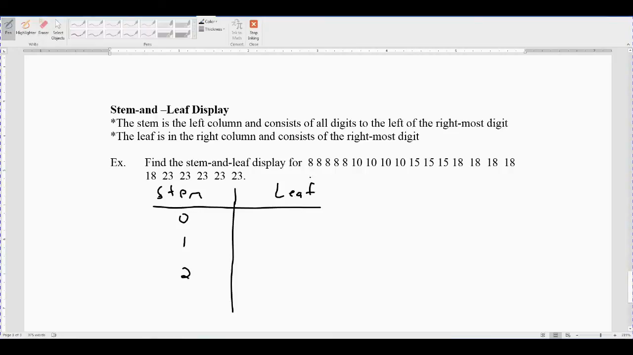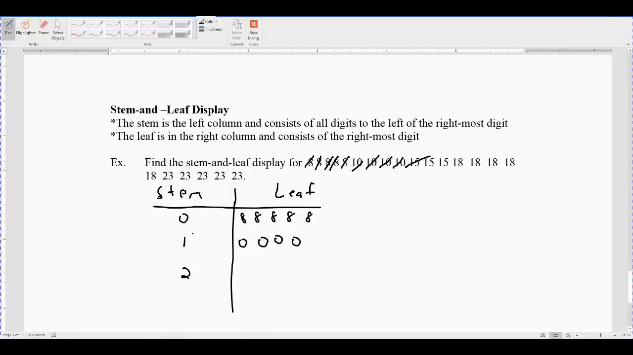So let's start. We have this 8, another 8, another 8, another 8, another 8. No big deal, because that's actually 0, 8, 0, 8, 0, 8, 0, 8, 0, 8. Now we have a 10. We already have the 1, which is the tens place. The 0 goes in the leaf. It's like the ones place. We have another 10, so put another 0 there. Another 10, another 0. Another 10, another 0, because that's the tens place. And now these are the individual ones places. So that goes 10, 10, 10, 10.